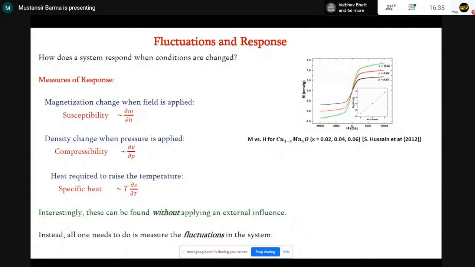The moment I apply a pressure, the volume will change, right? And the amount it changes is a measure of the compressibility. So the compressibility is proportional to dV by dP.